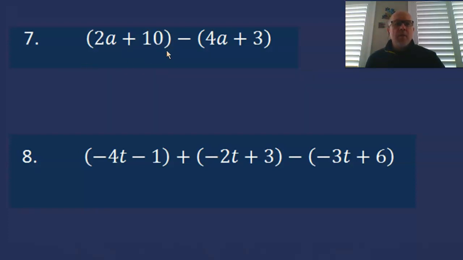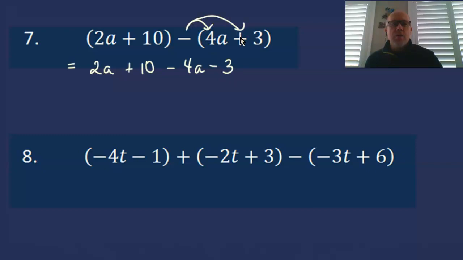So in example 7, notice that there is a subtraction that separates two sets of brackets. So we're basically going to use the same idea, change this operation to an addition, and that will effectively change the signs of each of those two terms. And so then we can drop the brackets. So I'm going to do both steps at the same time. That is, I'm going to change this operation to addition, change the two signs here, and drop the brackets. So we end up with 2a plus 10. This becomes an addition, which changes the signs of each of those terms. So we end up with minus 4a minus 3. So it's like we're taking this subtraction and we're changing the signs of each of those two terms.